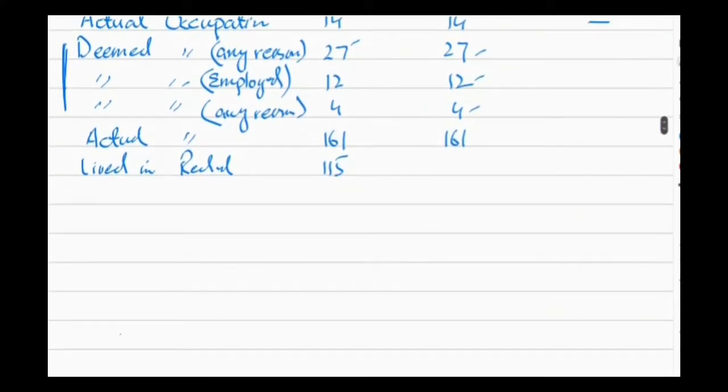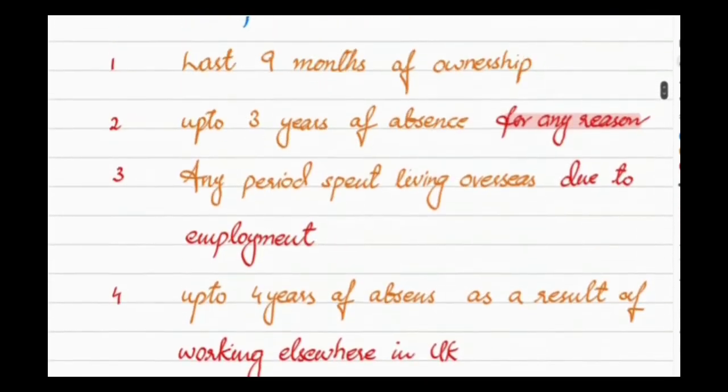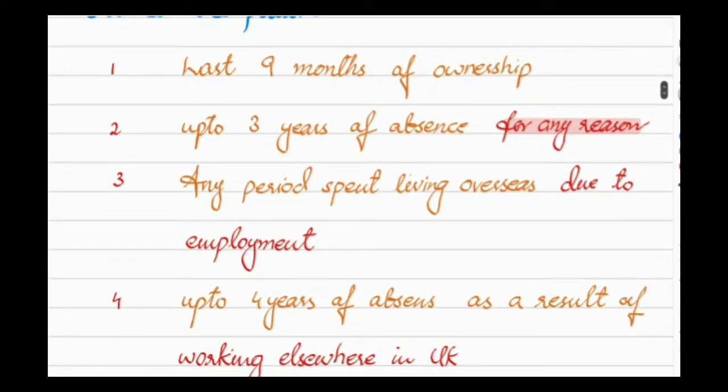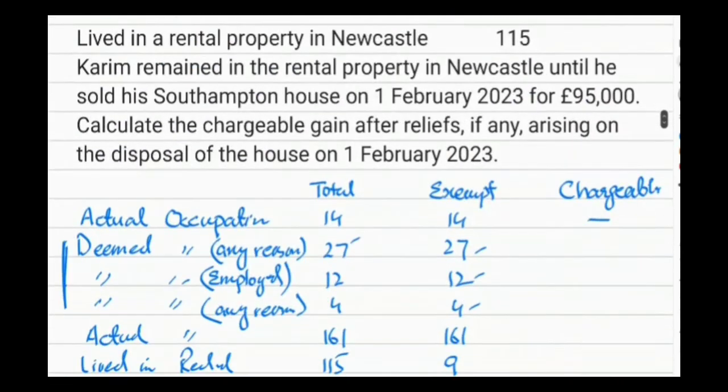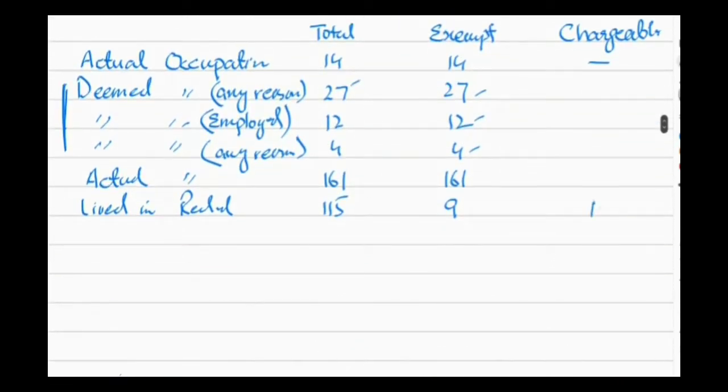Out of these 115 months, 9 months is always deemed occupied period in accordance with the first point, that the last 9 months of ownership is always deemed occupied. The remaining 106 months are considered your chargeable period, because after this period there is no actual occupation, so other deemed occupied reasons will not be considered. So it is a total period of 333.